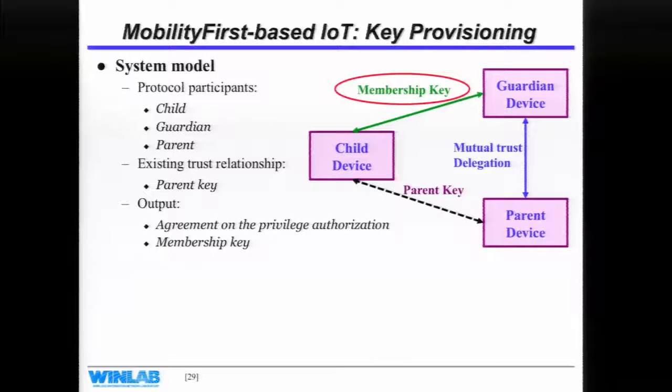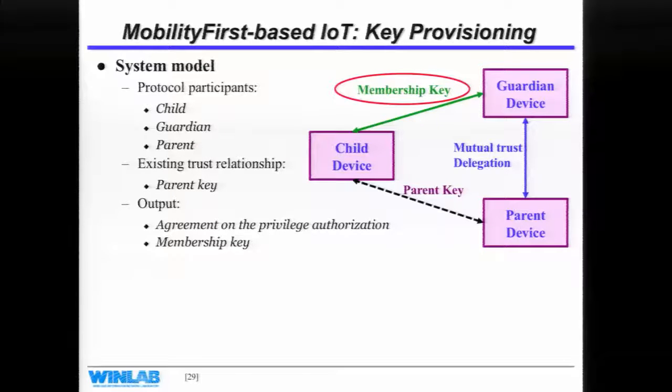So that's the logic why we change a two-party key exchange protocol into a three-party key exchange protocol. And now let me clarify our system model. Here we have three parties. The child is a low-end resource-constrained IoT device, and the guardian is the local group authority. They want to build a trust relationship in terms of a symmetric membership key.